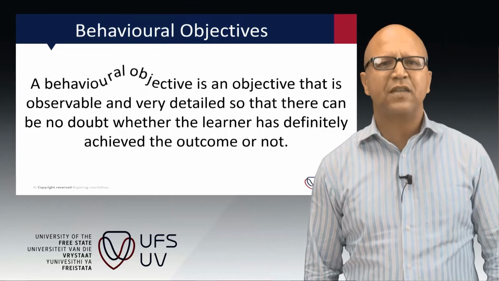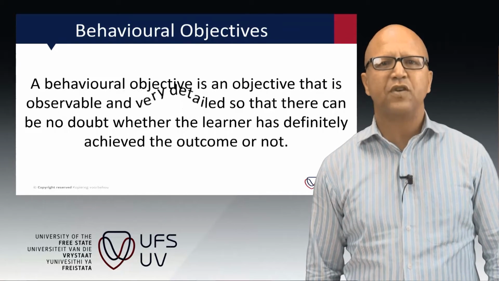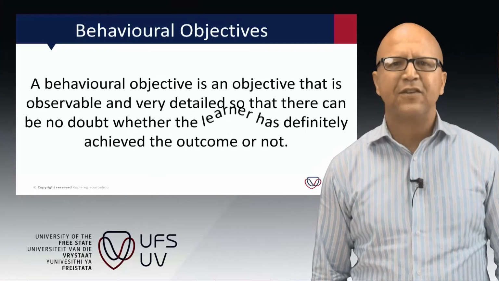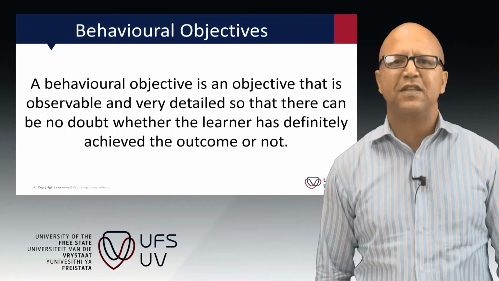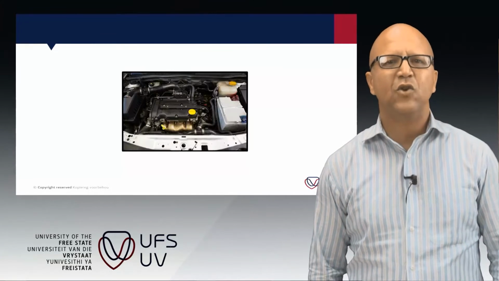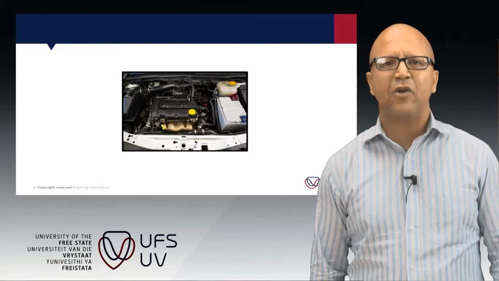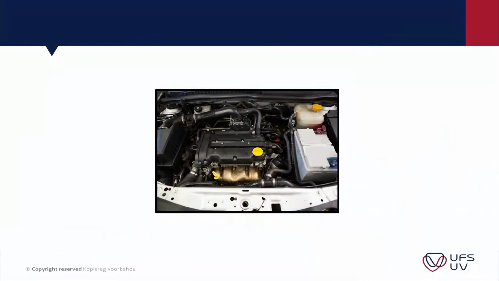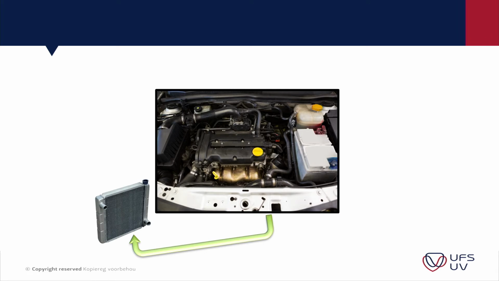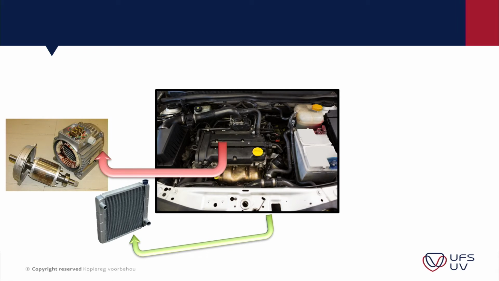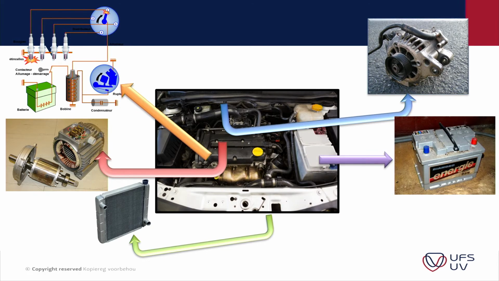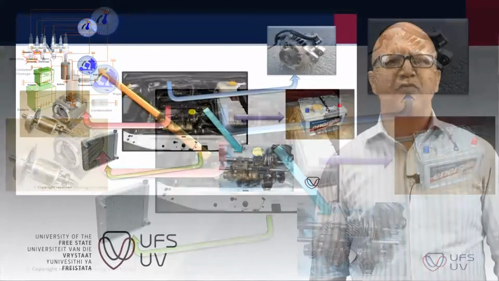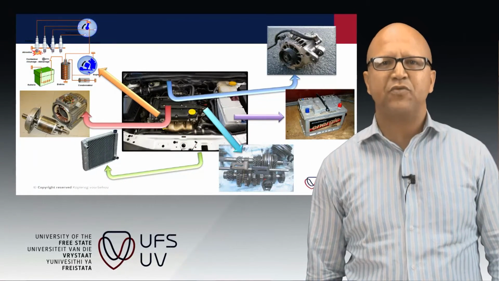A behavioral objective is an objective that is observable and very detailed, so that there can be no doubt whether the learner has definitely achieved the outcome or not. Look at the following objective as an example. Identify the following engine parts in a motor vehicle: radiator, starter motor, alternator, ignition system, battery, and gearbox. This objective is an example of a behavioral objective.